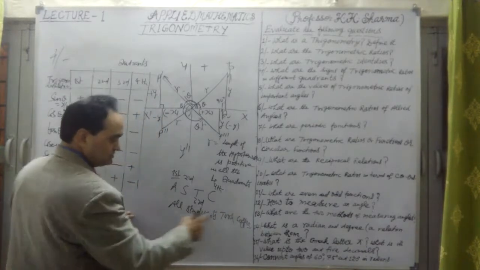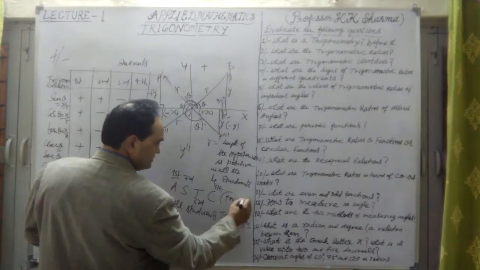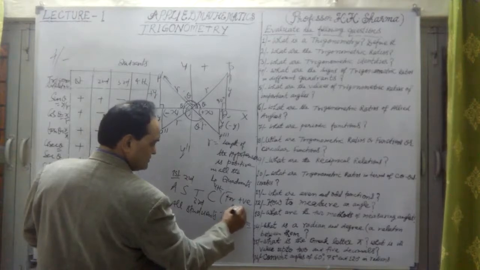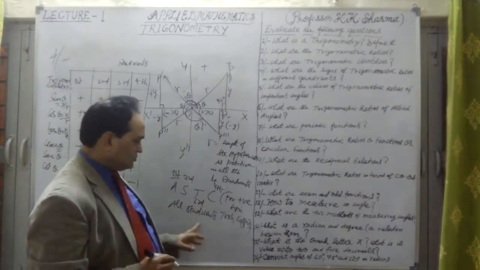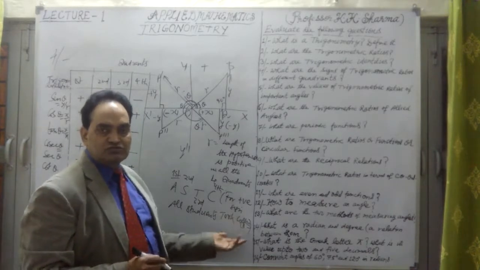This is for the positive sign. For positive signs, this formula is to be remembered. ASTC means all students take coffee.